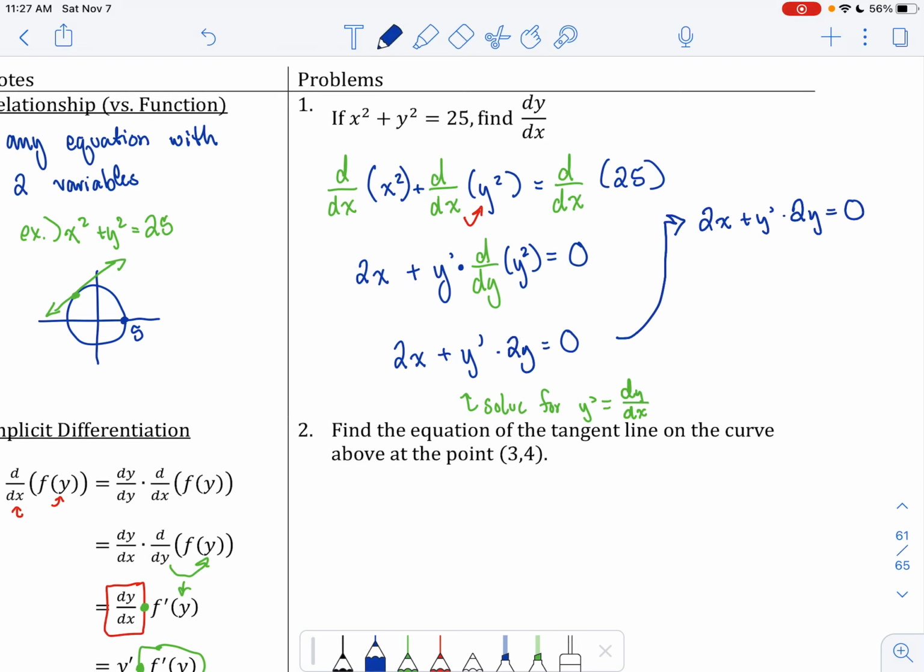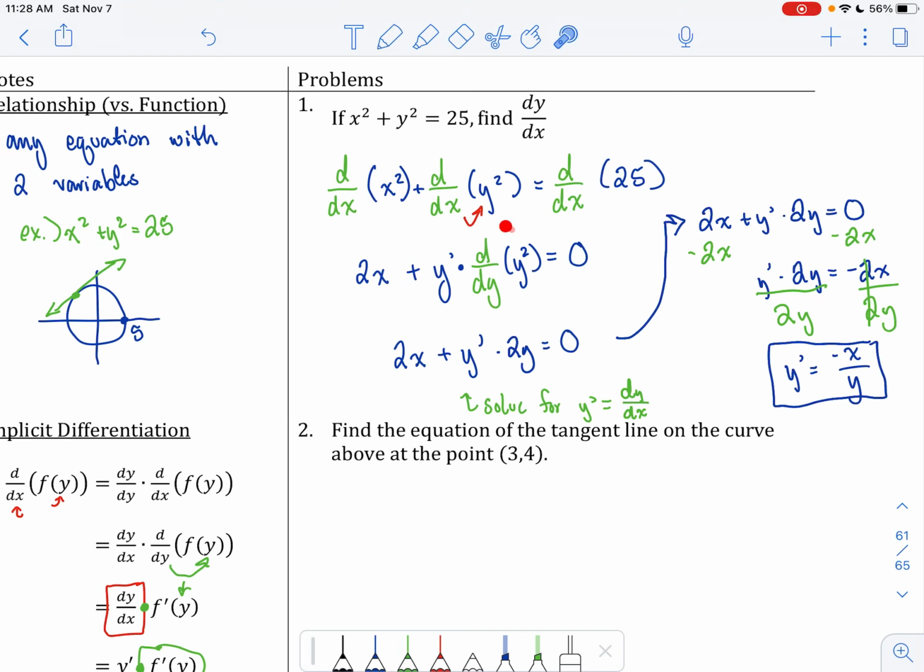2y. I'm going to solve for y prime, so that means subtracting 2x on both sides, which gives me y prime times 2y is equal to negative 2x. Divide by 2y. I'm going to just simplify out the coefficients right away, so I end up with dy/dx, or y prime, is equal to negative x over y.